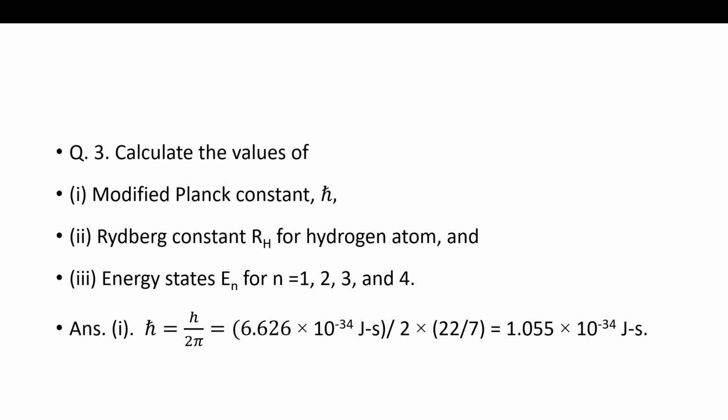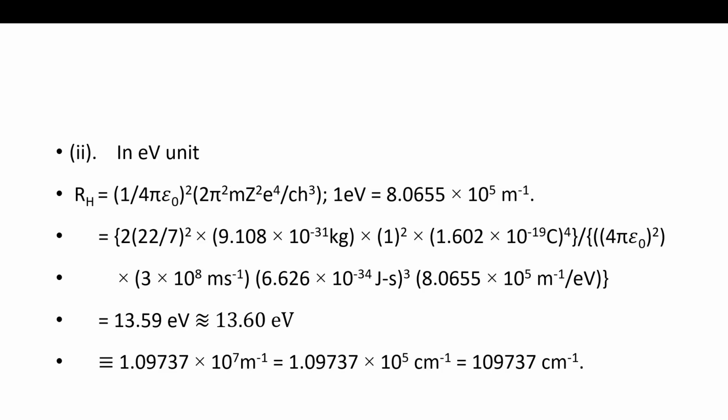Now we have again completed question number 3. Calculation of modified Planck constant h cross, Rydberg constant, energy states. Modified Planck constant h upon 2 pi equal to 1.055 into 10 to the power minus 34 joule seconds. Electron volt unit of Rydberg constant, it is 8.0655 into 10 to the power 5 per meter equal to 1 electron volt. So we found its value 109,737 per centimeter.